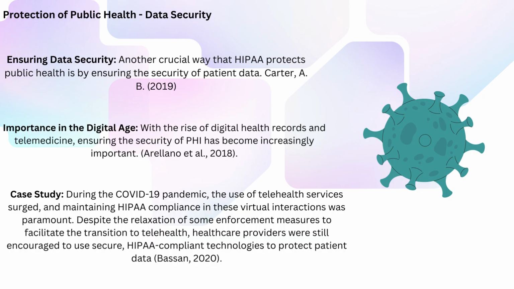Data security. Another crucial way that HIPAA protects public health is by ensuring the security of patient data. HIPAA sets forth standards for securing, handling, storing, and transmission of PHI. This includes administrative safeguards, such as policies and procedures to manage the selection, development, implementation, and maintenance of security measures. How we stored our digital information was crucial as well, such as access controls, audit integrity, and transmission security.